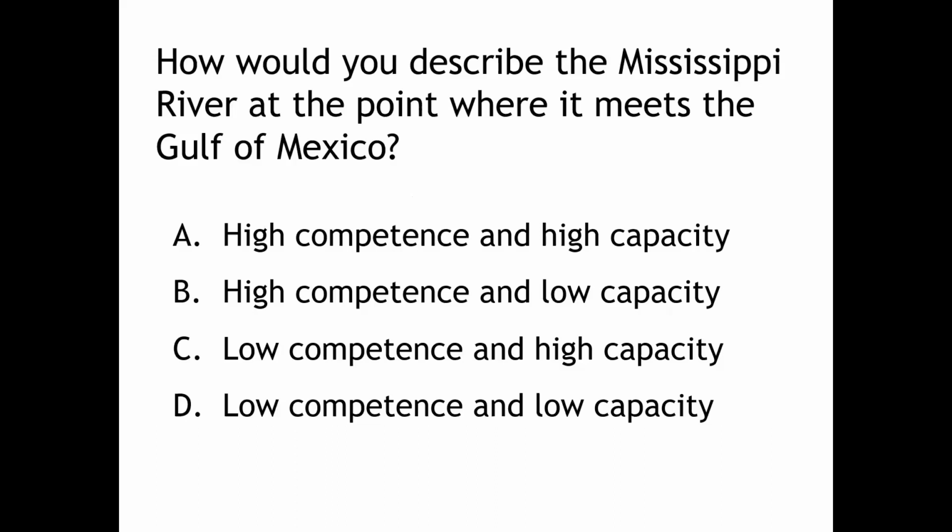It is big, so it can move a lot of sediment. So it's got to be one of these high capacity ones. But the river itself is moving relatively slowly, so most of its load is going to be things like silt and clay, and not as much things like gravel. Because it's not moving fast, it's got low competence.